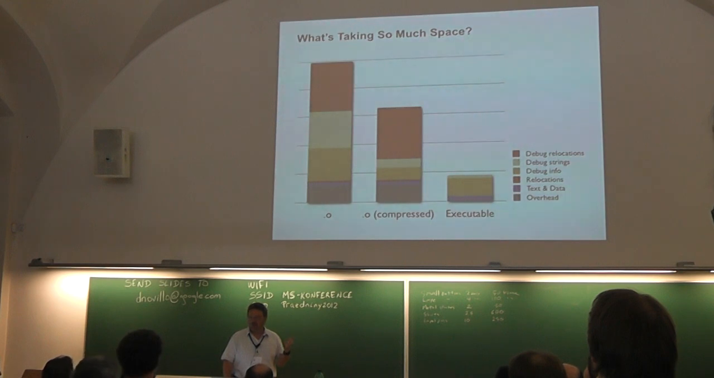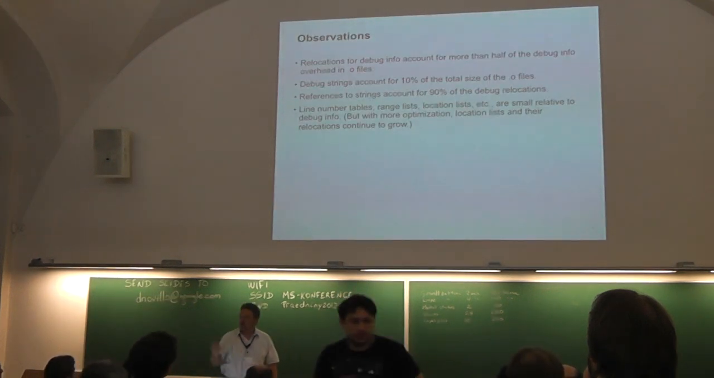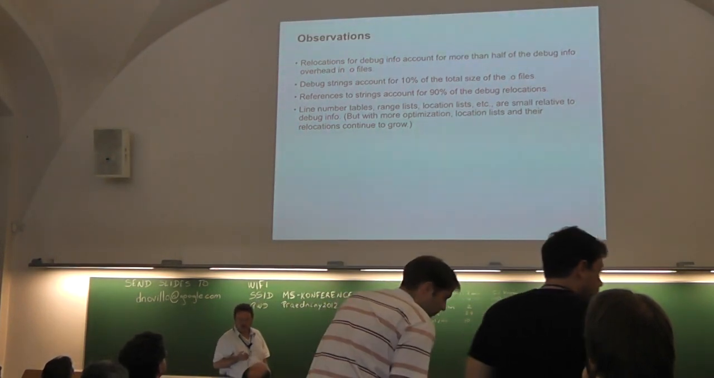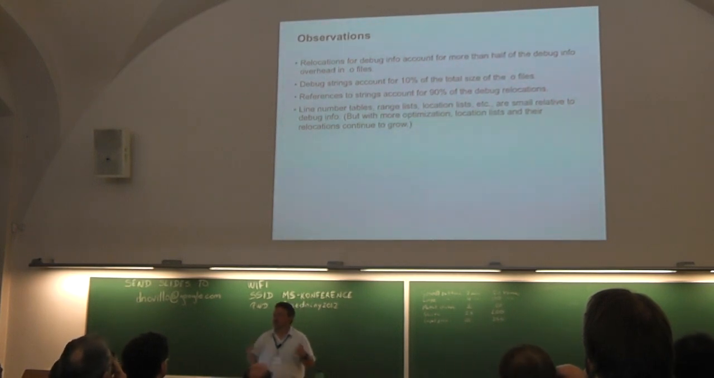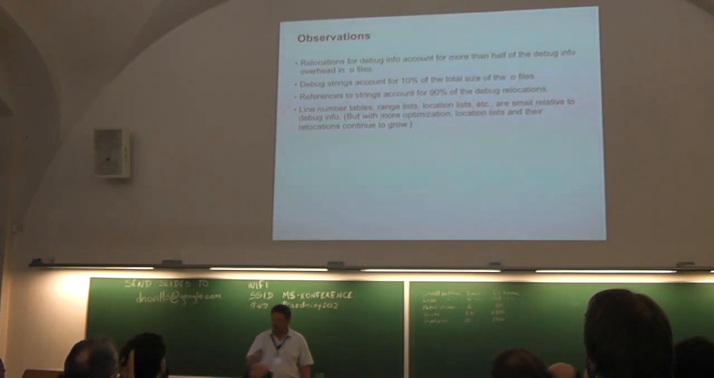Aside from compressing the relocations, what we looked at was that a lot of those relocations are for references to strings in the string table, in the debug string table specifically. And we realized we could get rid of a lot of those relocations. So the first step that we wanted to do was do something about the string relocations. One of the observations we made was that relocations for debug info are more than half of the total debug info that's in the relocatable object files. And strings account for 10% of the total size. That's after compression.